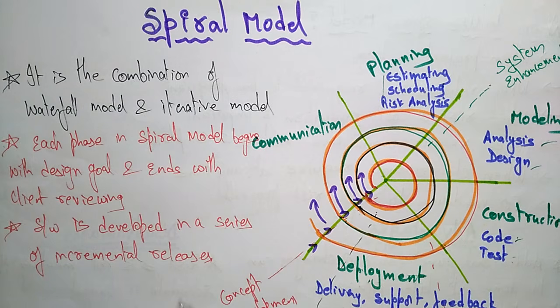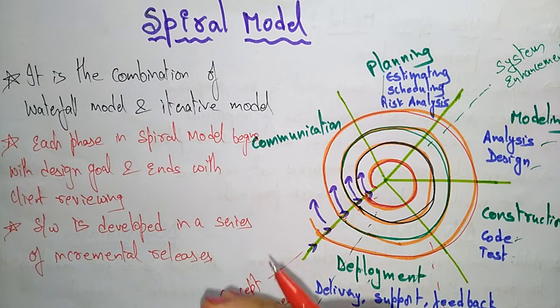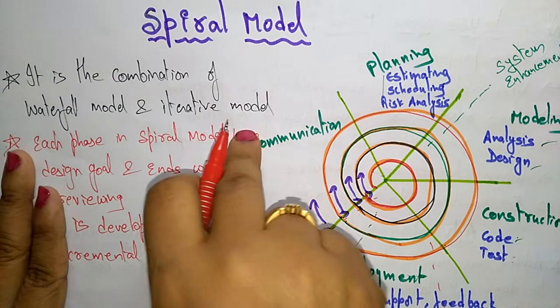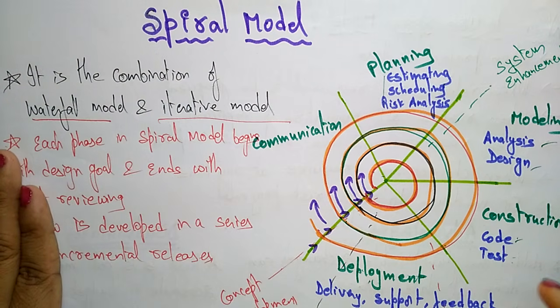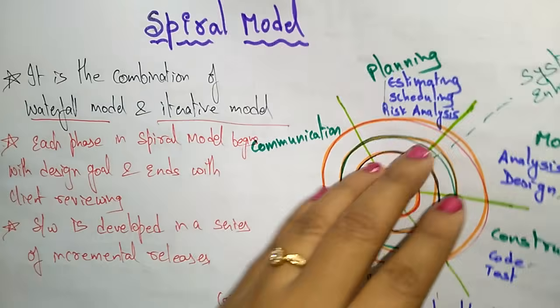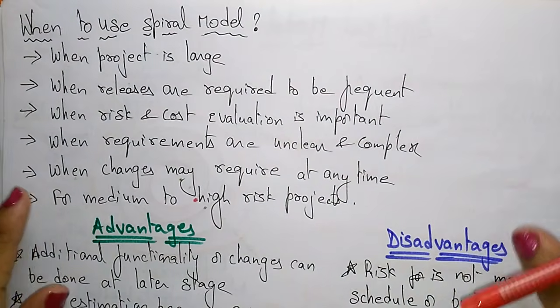The main difference between the models is whether we are following the sequence method, the iterative method, or what type of method to develop a project. So the spiral is a combination of both the waterfall model and the iterative model. Now let us see when to use this spiral model.